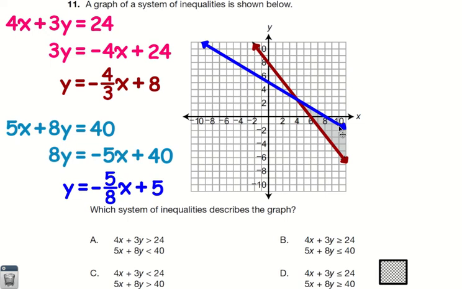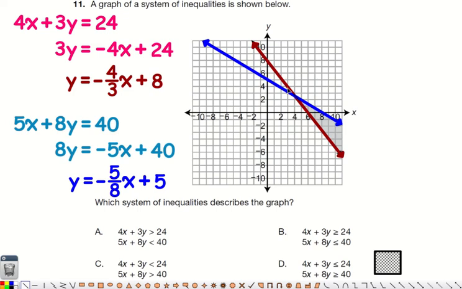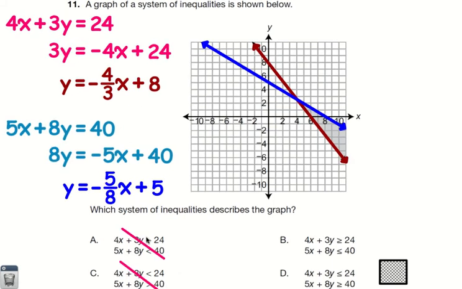As far as the symbols, which one is it here? The lines were solid, not dashed. What does that mean? The fact that the lines up here were solid and not dashed, what does that mean? That now disqualifies A and C, because these symbols would mean dashed lines. So now you just need to talk about the shading.